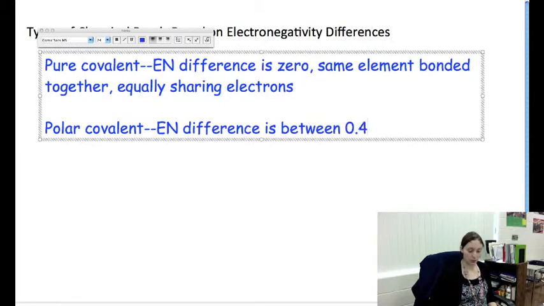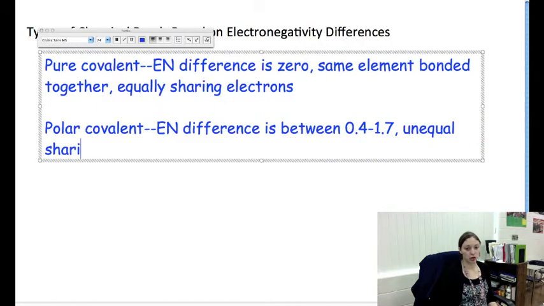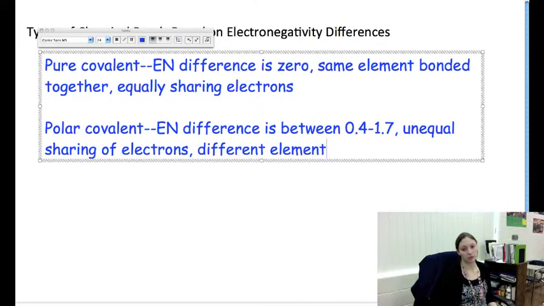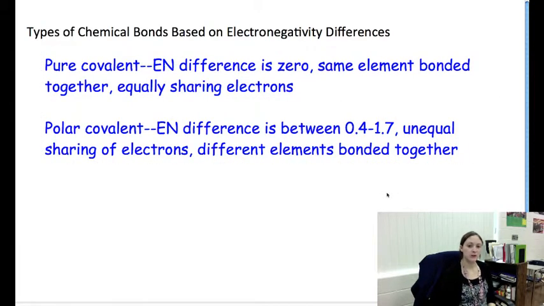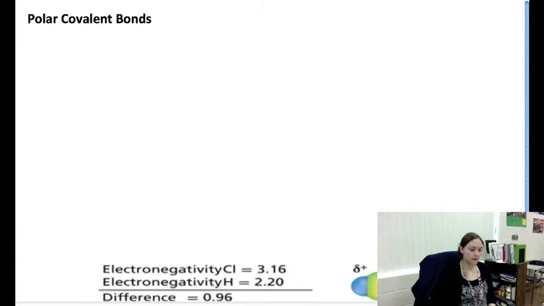Then we have what's called a polar covalent, and that's where your electronegativity difference is between a set number, between 0.4 and 1.7. Now we don't really get into the numbers as much as just being able to identify, okay? But these are where we have unequal sharing of electrons, because we're going to have different elements bonded together, and one is going to want the electrons more than another. So you have pure covalent, polar covalent. Well, we're taking a little closer look at polar covalent and what that exactly means.